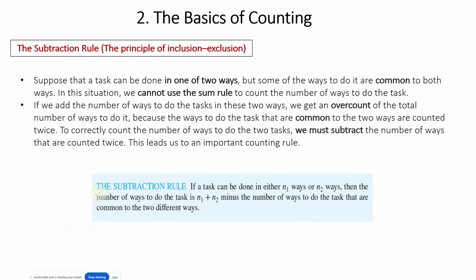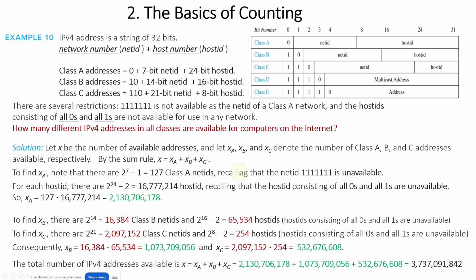Now, what it says is that if a task can be done in either one of two ways, but there's something in these two ways that they have in common, then the number of ways to do the task is n1 plus n2 minus the number of ways to do the tasks that are common between the two different ways. So that's what it says. Basically it's like the sum rule, but with something in common.